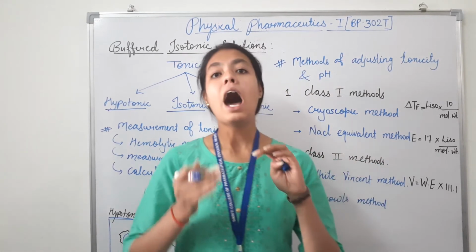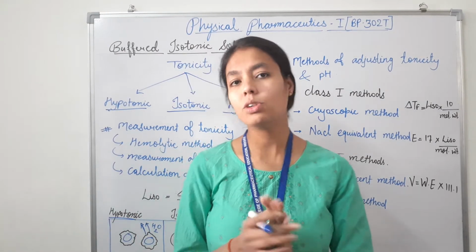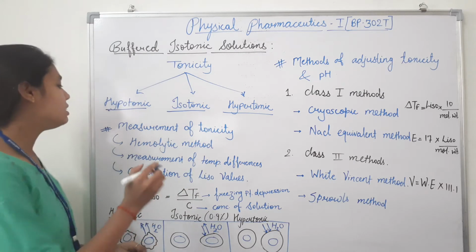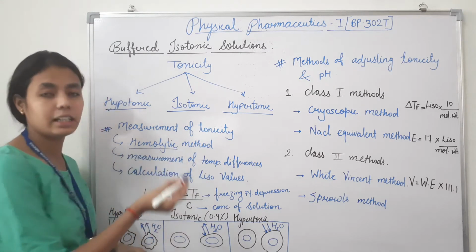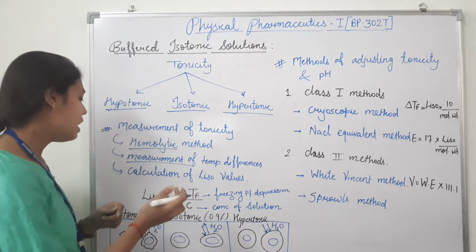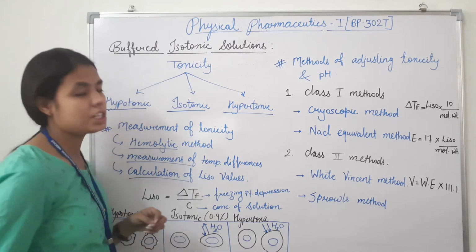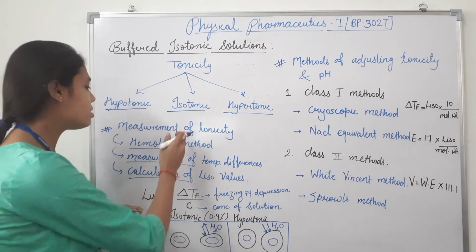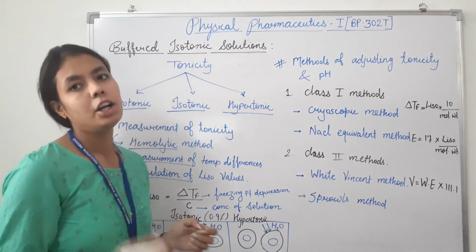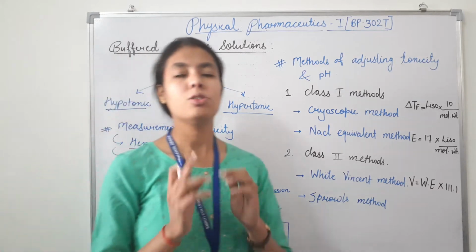Now next is how we will measure the tonicity. For the measurement of tonicity, there are various methods. The first method is the hemolytic method, the second one is measurement of temperature difference, and the third one is calculation of the LISO value. These three are the methods by which we can determine or measure the tonicity of any solution.